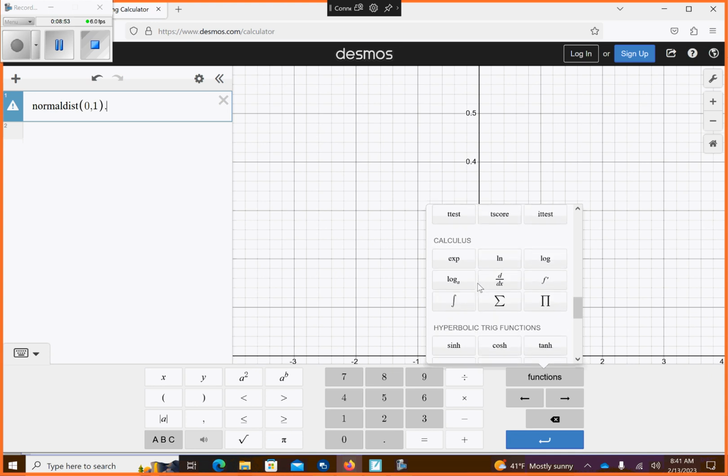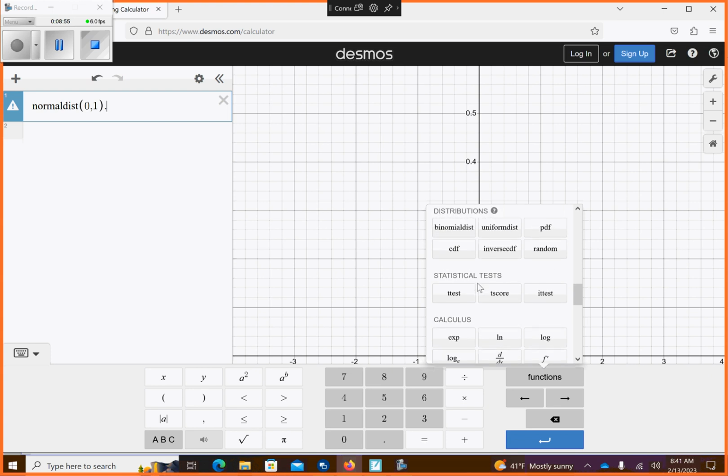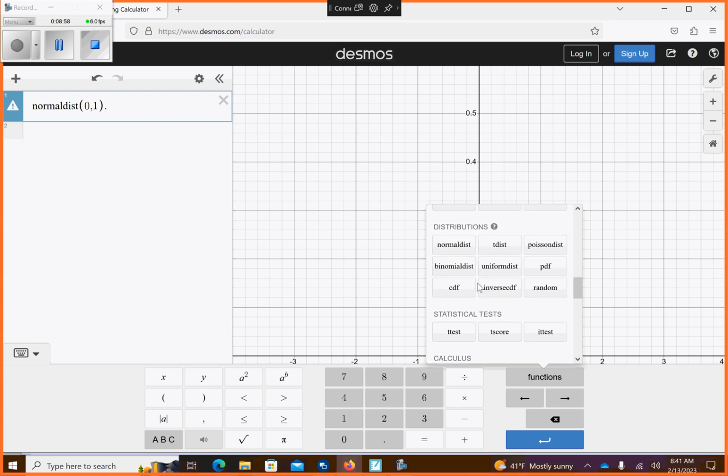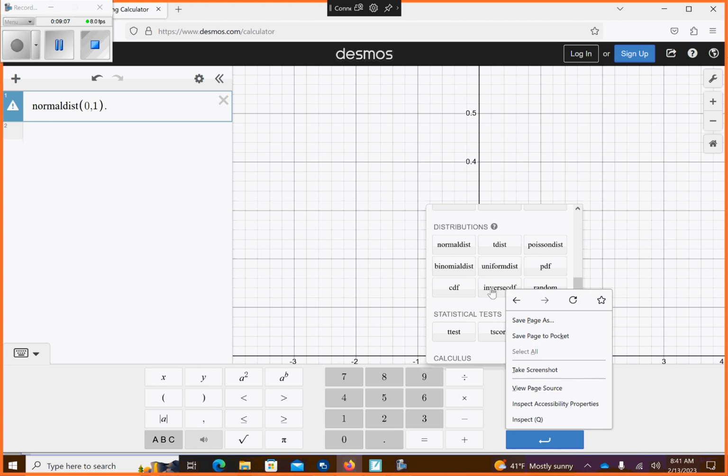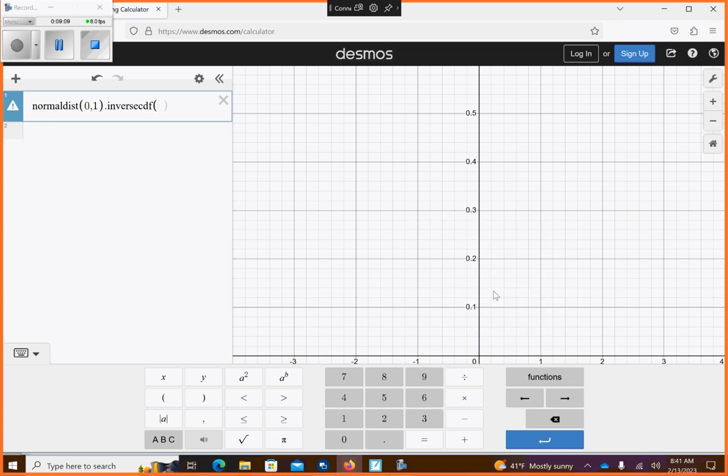And I'm losing it. Where is it at? Is it inverse distribution? And then we're going to go 0.95, because that's the halfway to 100. Okay, so if we do that, we're going to come up with roughly 1.64.